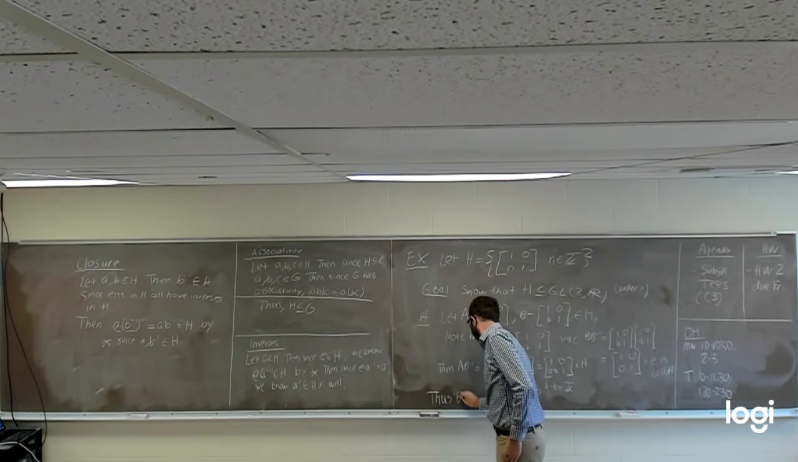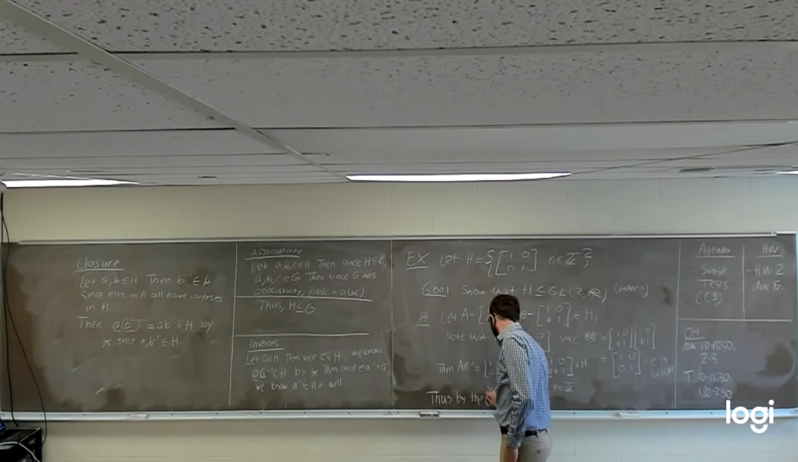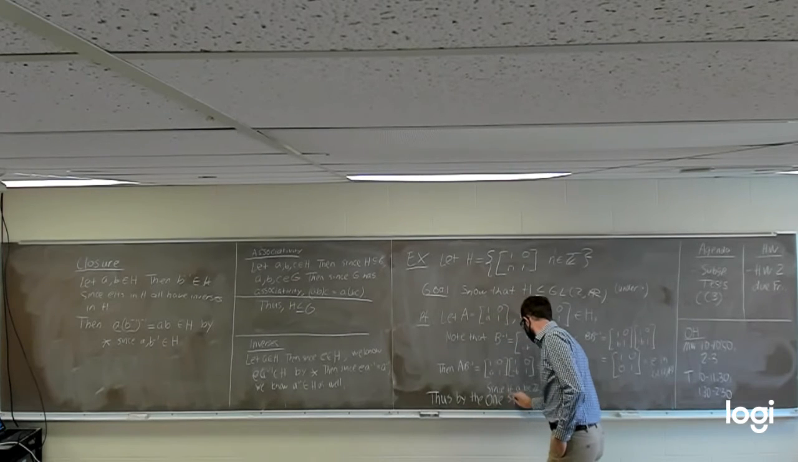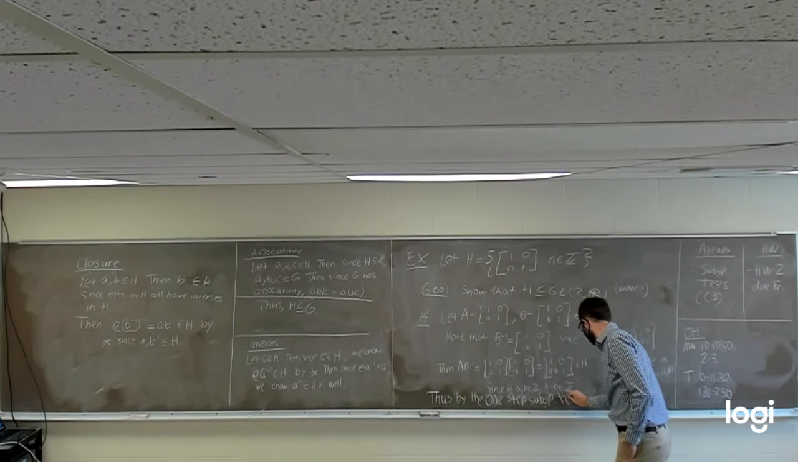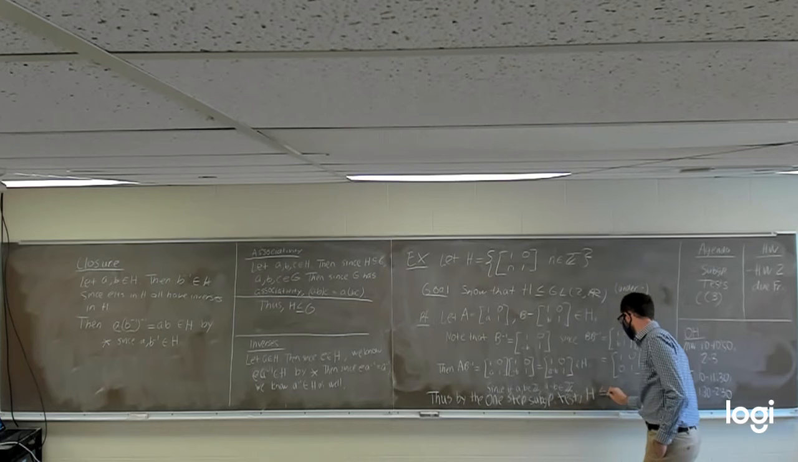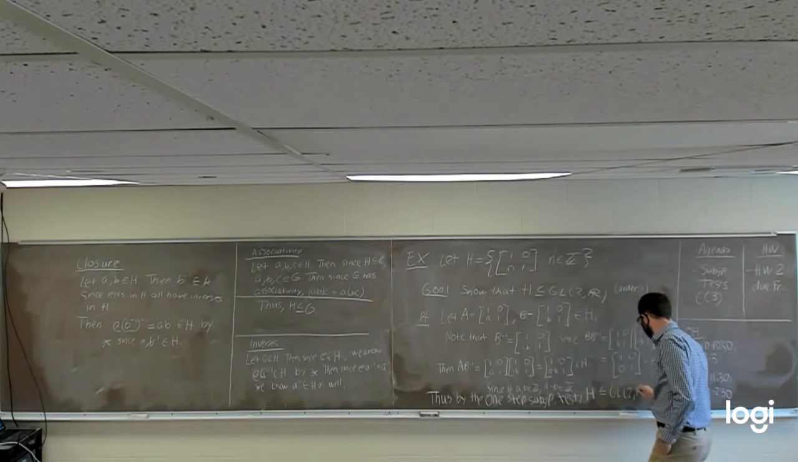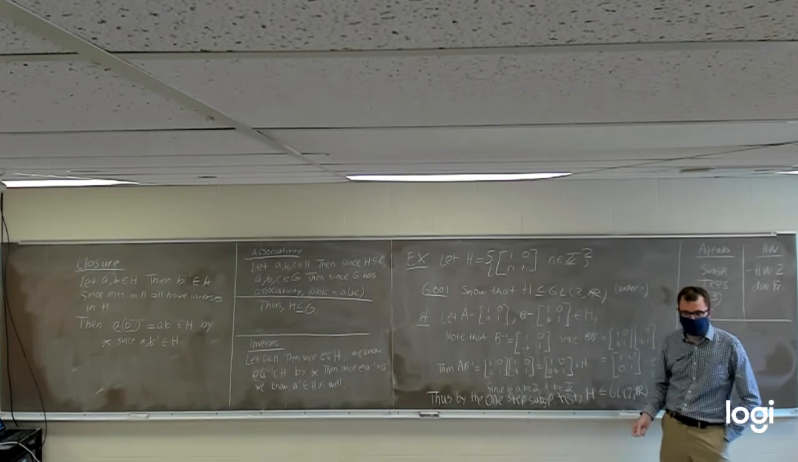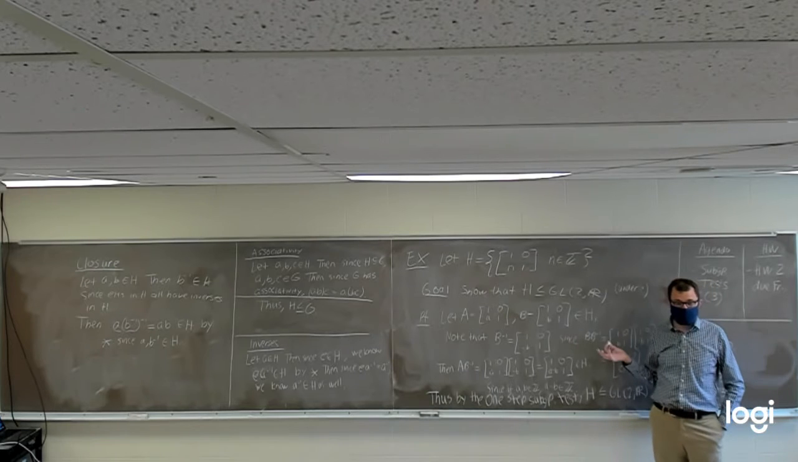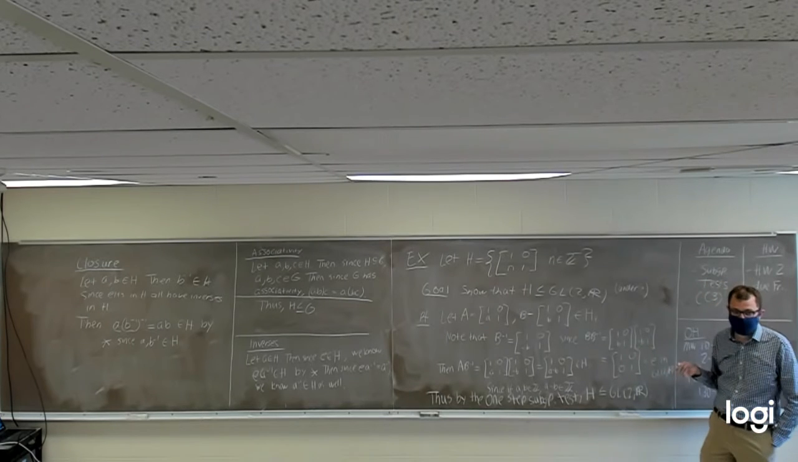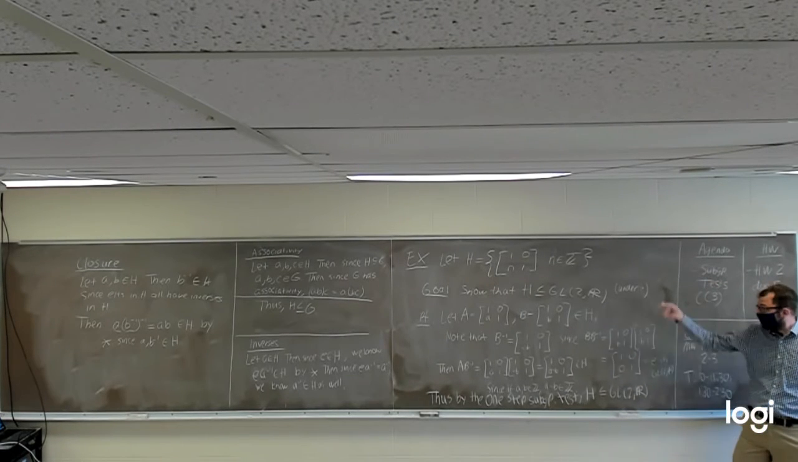Thus, by the one-step subgroup test, H is a subgroup of GL2R. Boom. No need to check H has associativity. No need to check H has the identity element. Oh, that is pretty easy to check. No need to check closure. No need to check inverses. We just had to check this one thing, that given any A and B in H, A times B inverse is also in H. Questions or comments?